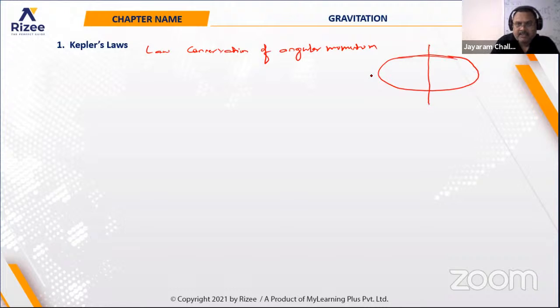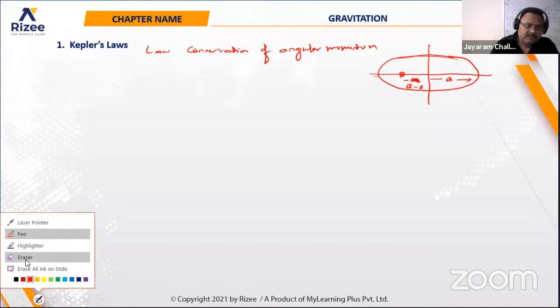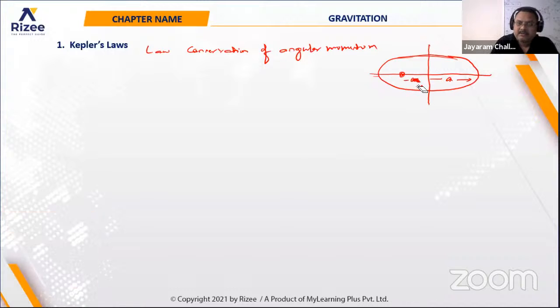This is your minor axis, major axis, and the sun at one of the foci here. So this distance is going to be A, and this will be your AE, where E is called the eccentricity. Sorry, this distance is going to be A minus AE. You can take it directly. Sorry, I'll erase this one. So that is your eccentricity. So this is your AE value.